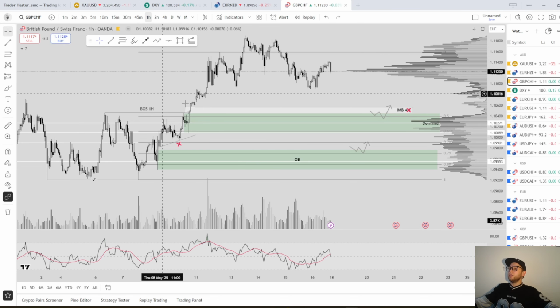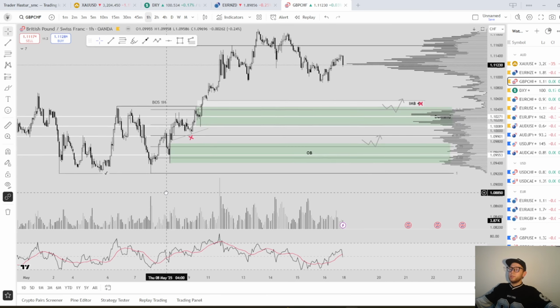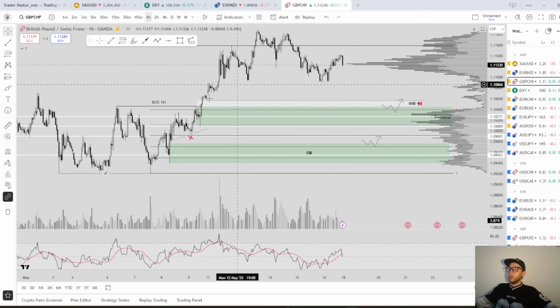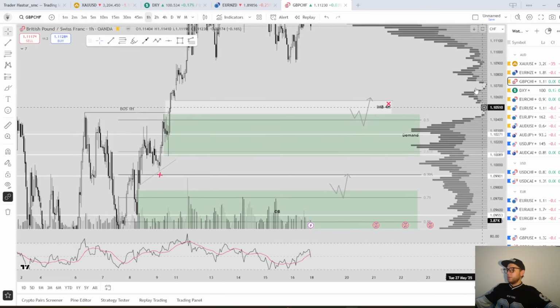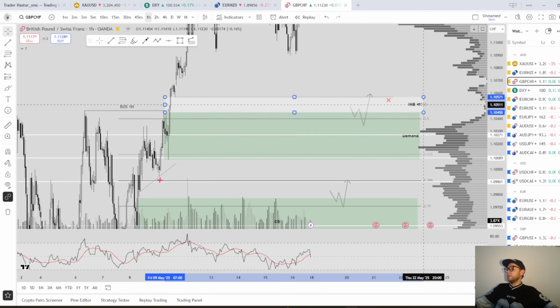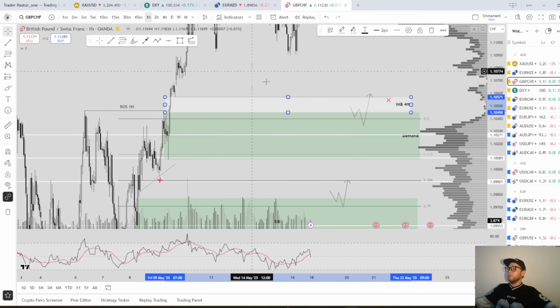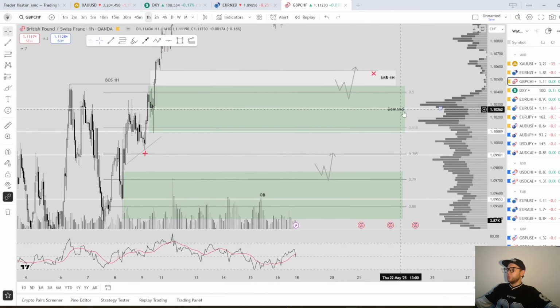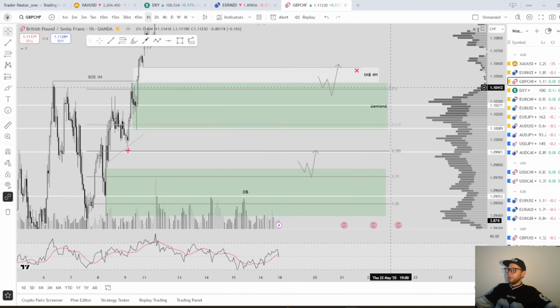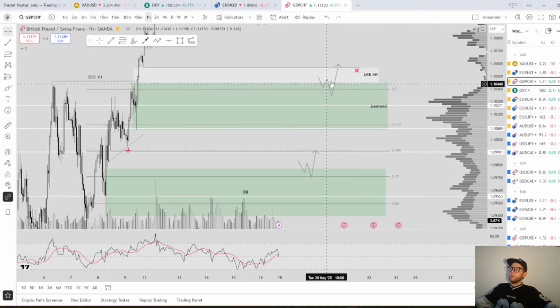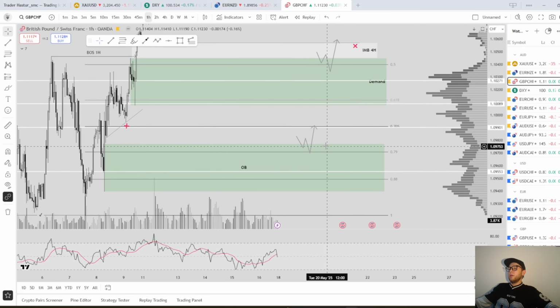It's GBPCHF. What I see here: price grabbed liquidity, and then we have a break of market structure on the 1 hour time frame. Price left for us an imbalance on the 4 hour time frame, and we have a demand zone. Here I expect a reversal on a lower time frame, but be careful with this because price builds liquidity for this order block.